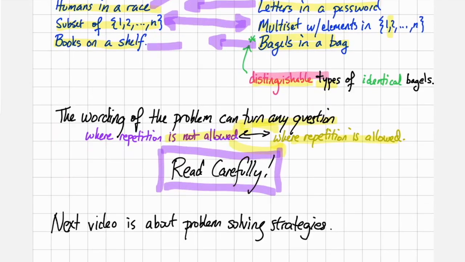The next video shares some key insights about problem-solving strategies. It was made at another institution, but the ideas are just as relevant for our class.